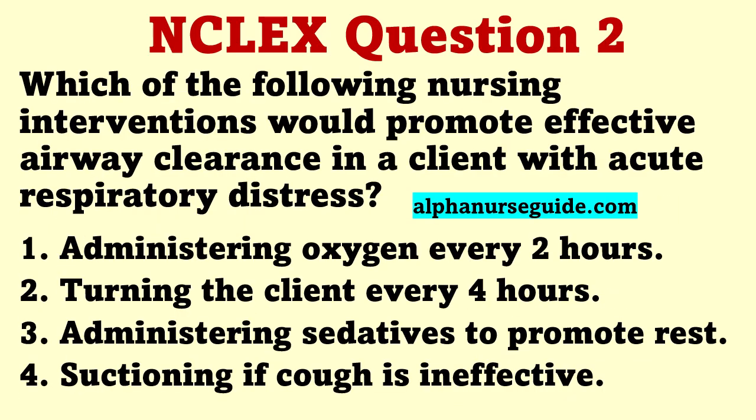Which of the following nursing interventions would promote effective airway clearance in a client with acute respiratory distress? 1. Administering oxygen every 2 hours. 2. Turning the client every 4 hours. 3. Administering sedatives to promote rest. 4. Suctioning if cough is ineffective.